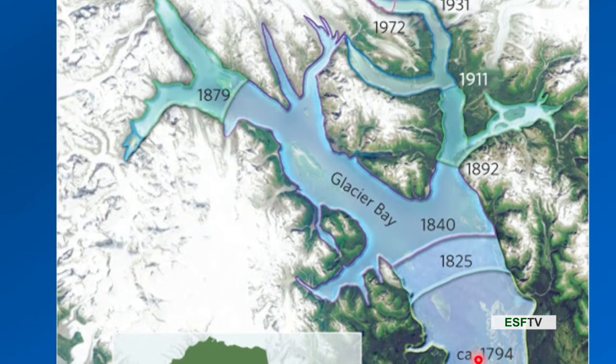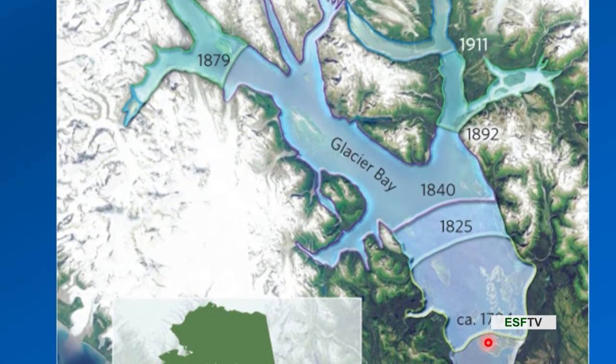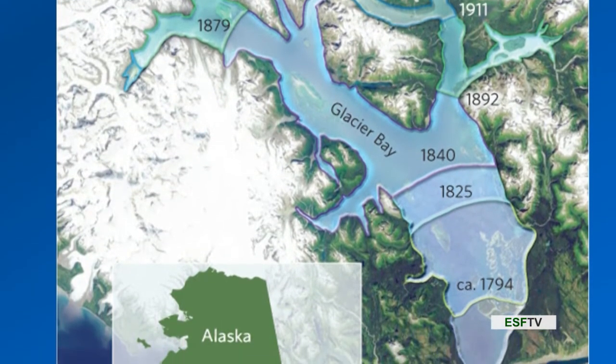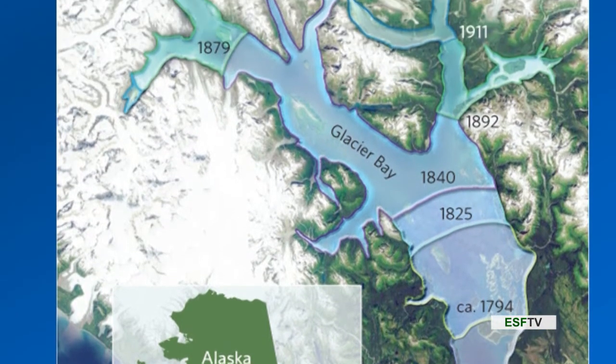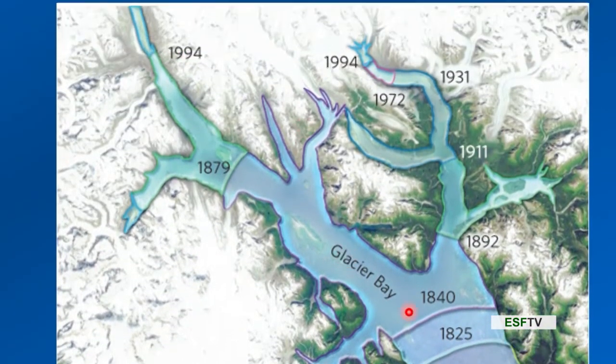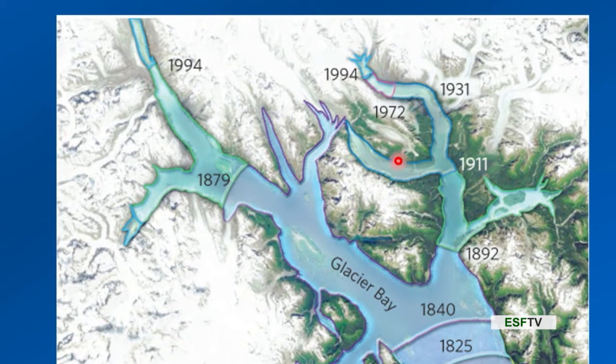And it's retreating, right? In 1794, the glacier was down here. This is the Pacific Ocean. And then by 1840, it has retreated back to here. By 1879, back to here. 1994, back to here. So this glacier has been on the retreat for quite some time.